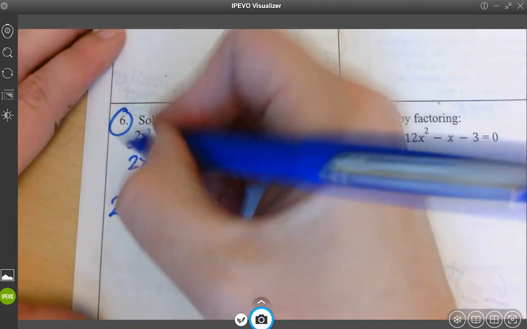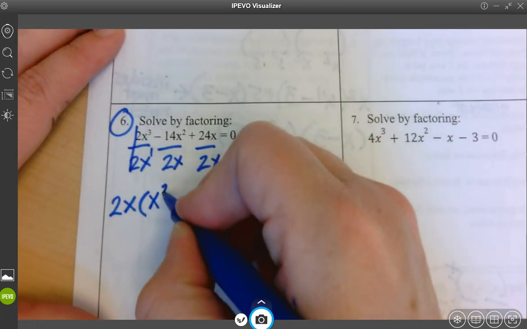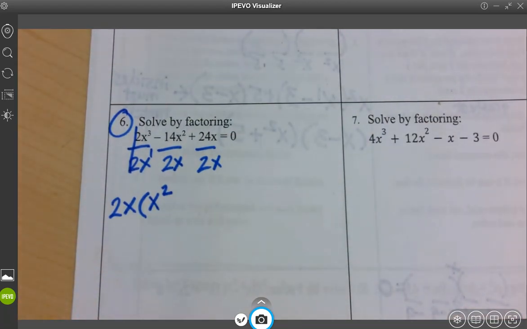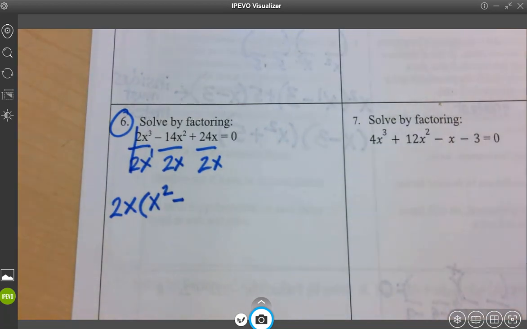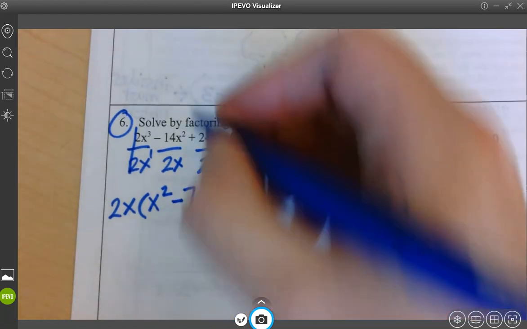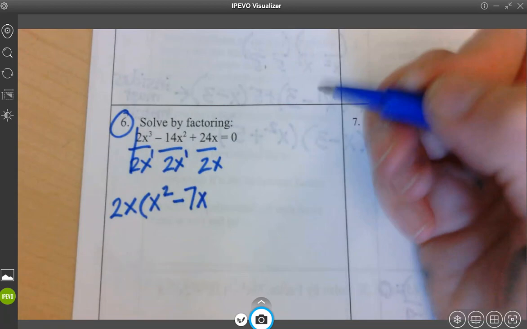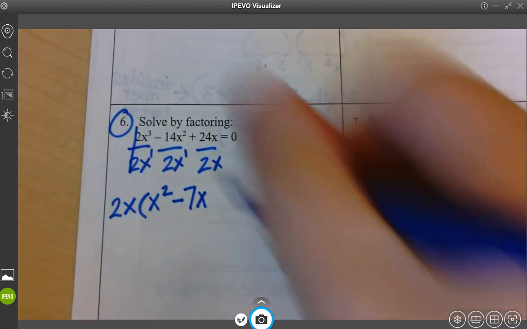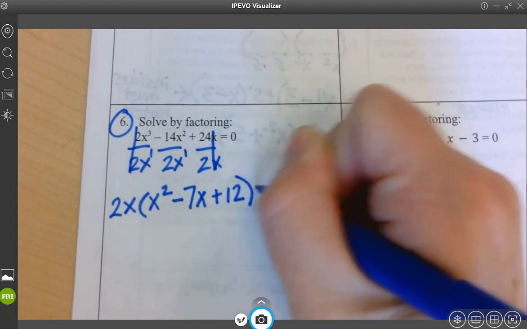All right, in the first one, the 2's cancel. X to the 3 divided by x to the 1 gives me x squared. 14 divided by 2, 7. And x to the 2 divided by x to the 1 is x. And the last one, the x's cancel, and I get 12.